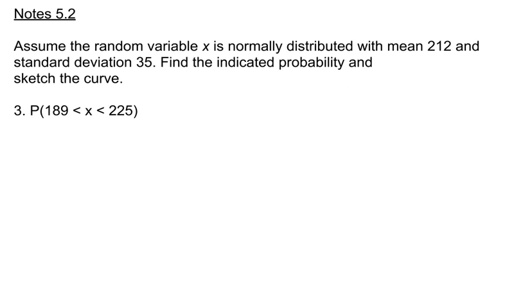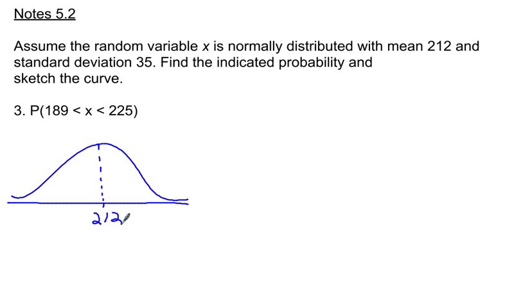On the next example, we're looking between two values. So our mean is still 212. Now we're going from 189 up to 225. So we're looking at this area in between two data values.